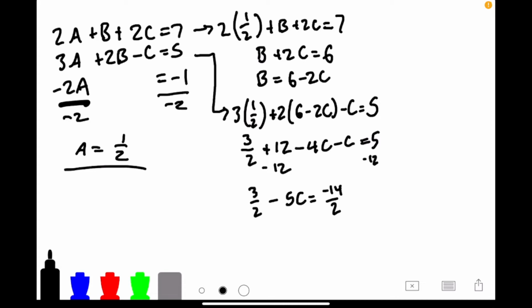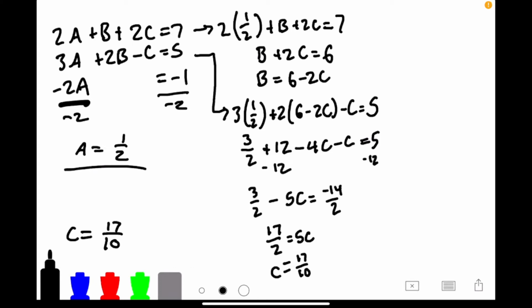We can add 5c to both sides and add 14/2 to both sides to get 17/2 is equal to 5c, and c is equal to 17/10. Since when you divide, the 5 goes to the bottom, and 2 times 5 is 10. So we can put that over here.